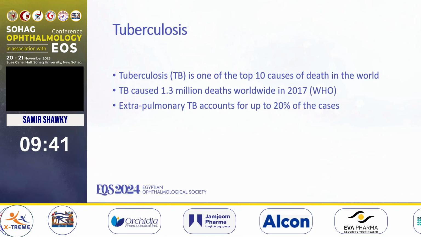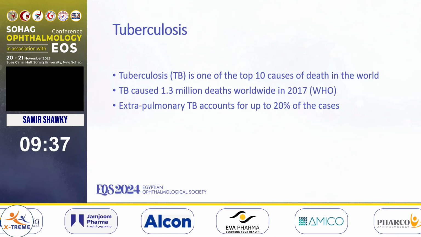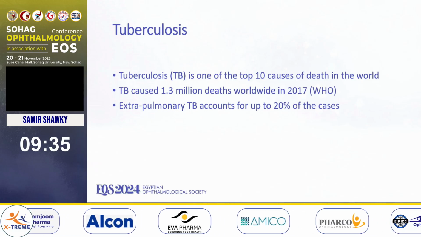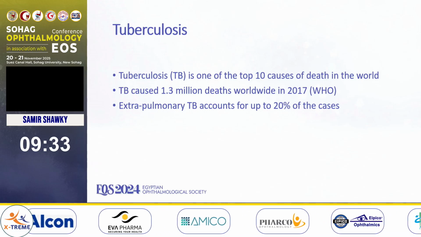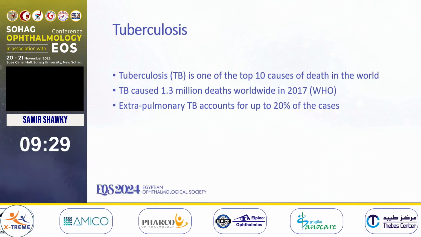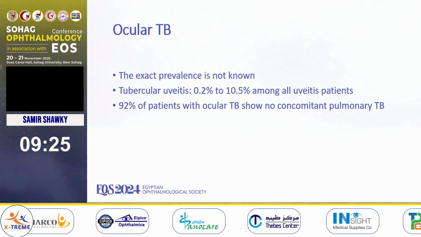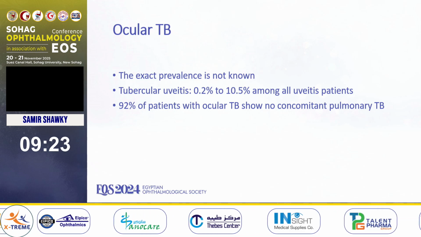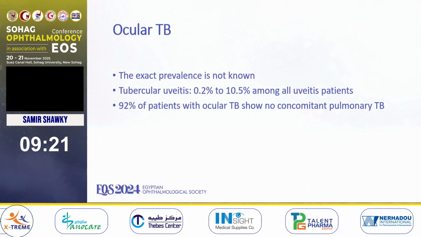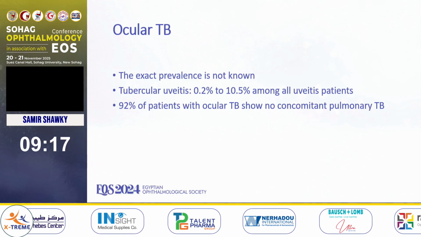Tuberculosis is one of the top 10 causes of death in the world. About 1/3 of the general population are affected by TB. Imagine if we are 100 here, unfortunately, 30% have latent TB. The exact incidence of ocular TB is unknown, but it affects patients with uveitis in up to 10%.